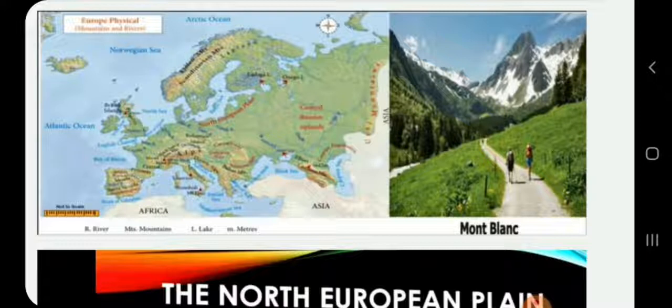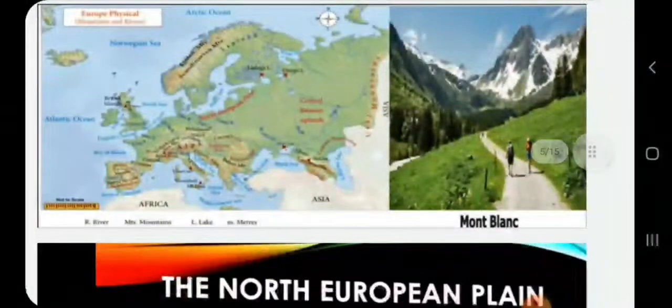The highest peak in Europe is Mount Elbrus. It is 5,645 meters in the Caucasus range. Mont Blanc, 4,807 meters, found in the Alps, is the second highest peak in the Alpine systems.